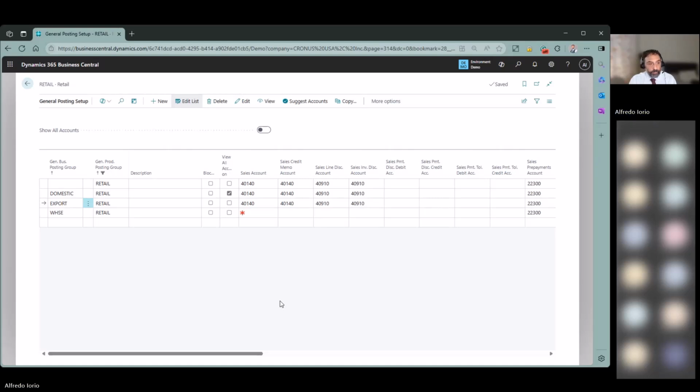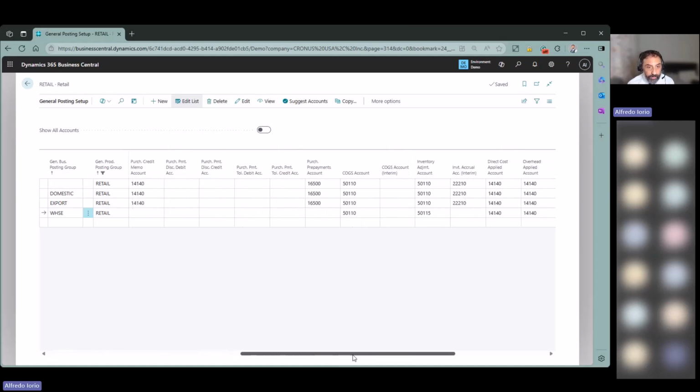Data duplication, right? So why do I have a warehouse general business posting group with a retail product posting group? Do I have customers or vendors with a warehouse posting group? It doesn't make sense, right? What does it even mean? Remember what I said before, general business posting group is not so much about who we sell to or buy from. General business posting group is more about why, right? A reason code.